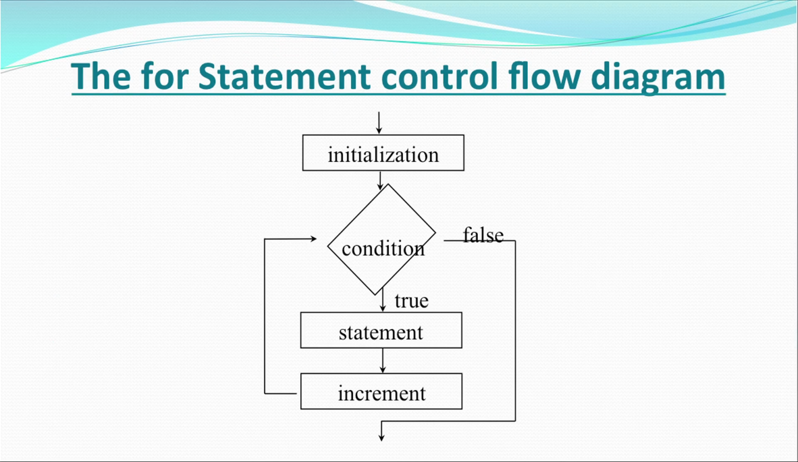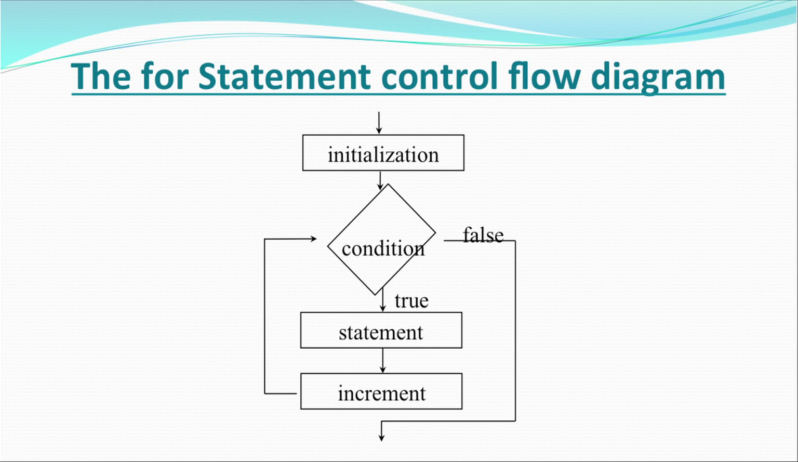So now let us see this particular control flow diagram. This shows how the for statement helps any program to perform a repeated action. Initially there is an initialization. After that a condition is checked, and if that condition is true, then the statement of the program that is given to us gets executed. After it gets executed, there is an increment, and after that the condition is checked again.